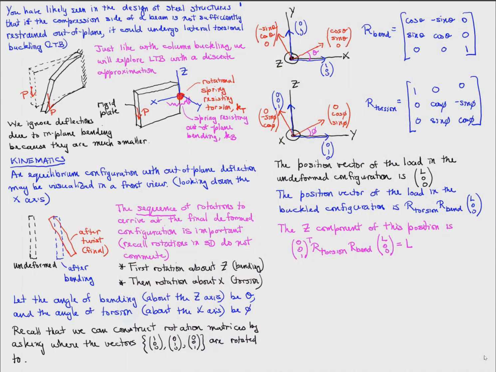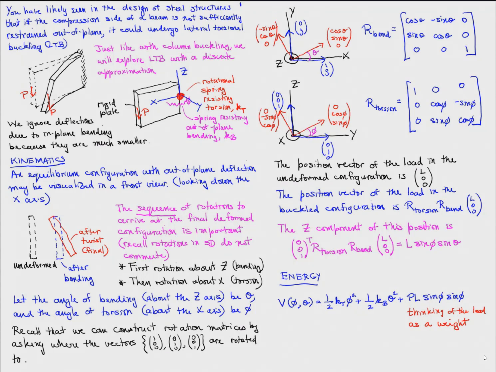So the Z component of the position vector of the load we can get by simply dotting with the unit vector in the Z direction, which is 0, 0, 1. And we just get L times sine phi times sine theta. So the energy is the energy stored in the springs, which is 1/2 K_T phi squared plus 1/2 K_B theta squared, plus the load times the height of the load, weight times the height. So that is the total energy.